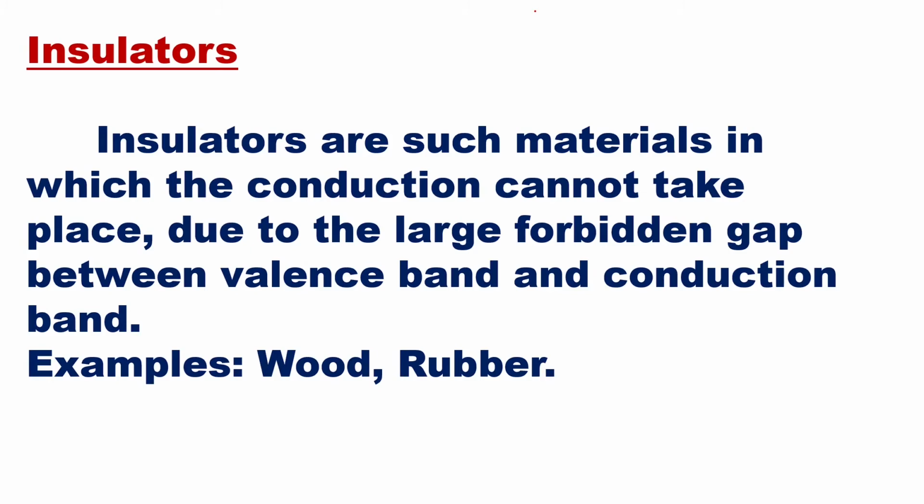That means there is no flow of current in this type of material because of the large forbidden energy gap between valence band and conduction band. The valence electrons which are in the outermost orbit of such materials are very tightly attached to the atom. They cannot become free. Okay, so the examples of this type of materials are wood, rubber, plastic or glass. So that is why you can see these materials are not used for flow of current. The current will not flow through them.